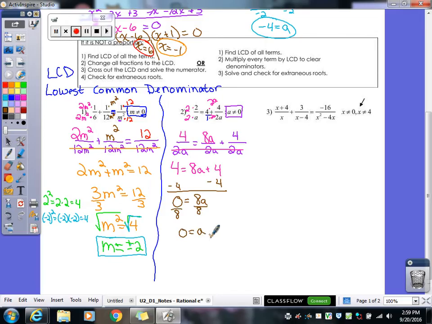But as we remember, we were told back at the beginning that a cannot equal 0. So since we got that, that means there's actually no solution to this, because we were already told a can't be 0. Therefore we have no answer for problem number 2.